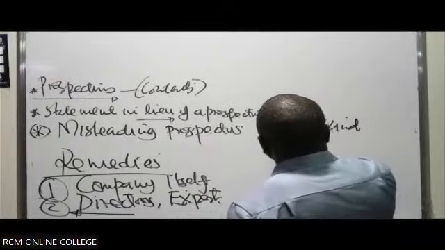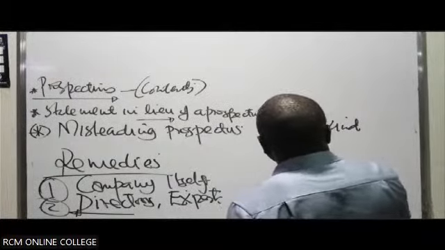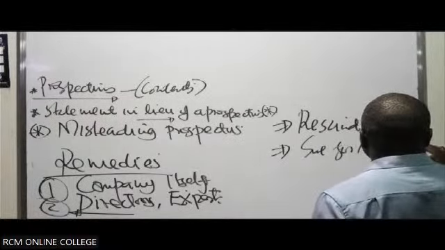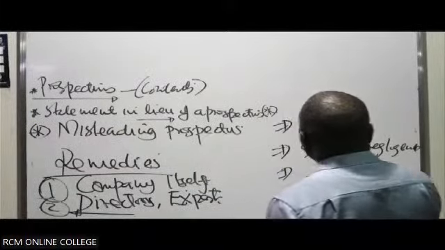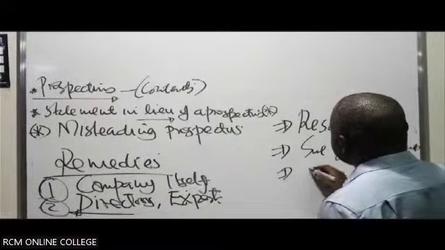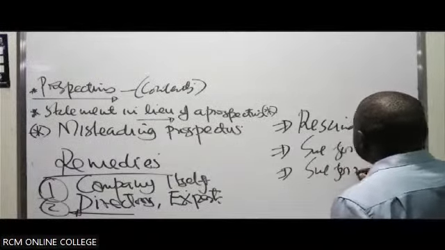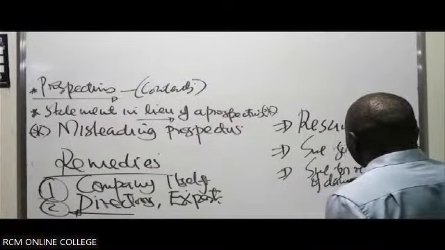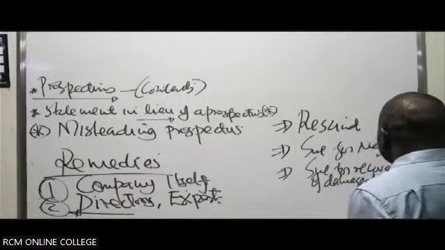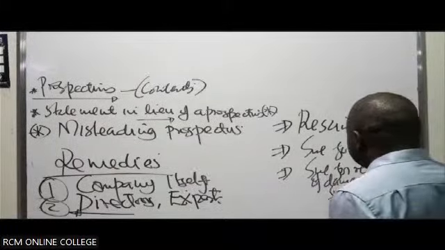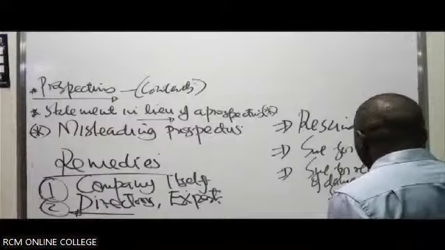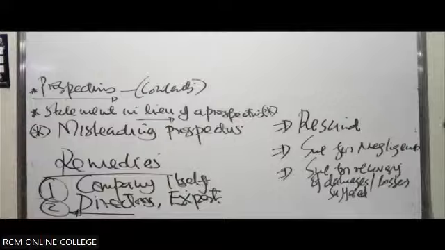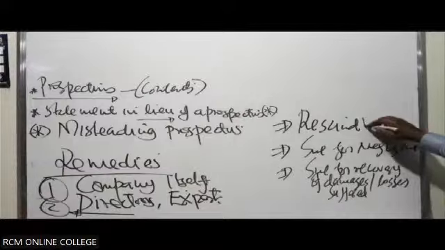He can rescind the contract. Or in this case, he can sue for negligence. Or he can sue for recovery of damages or losses suffered. You lost money, because you thought things would be okay. These are the three key remedies.